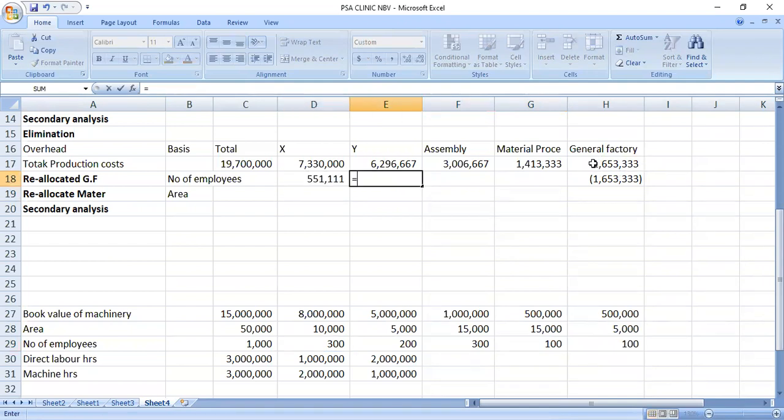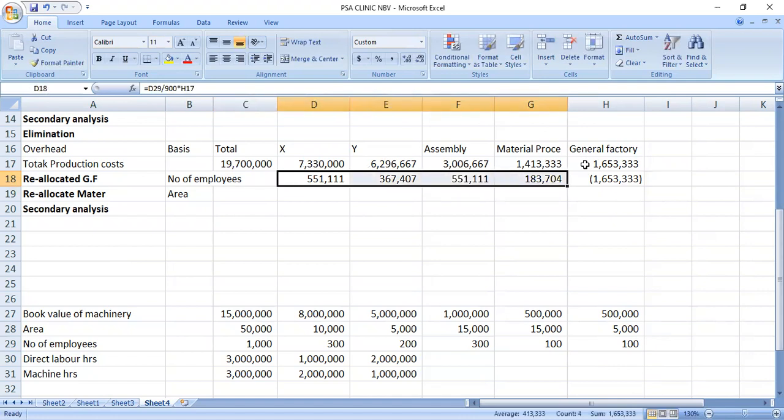Okay, same story here. That is 200 divided by what? Total, which is 900 times what you're giving away. Okay, assembly, 300 divided by 900 times what you're giving away. And now maintenance still, it's part of the sharers, hence that divided by 900 times what we're giving away. Okay, that is step one of elimination.